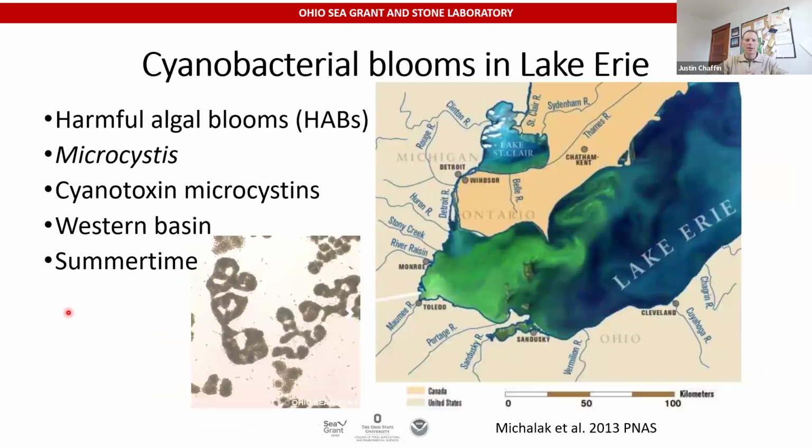So the blooms in Lake Erie are a type of algae called cyanobacteria, also called harmful algal blooms. The genus is Microcystis. Microcystis produces the cyanotoxin microcystin. The blooms always occur in the western basin of the lake, so near the city of Toledo, near the outflow of the Maumee River, the western basin. These blooms are visible from space. They can be quantified by satellites in space, and they occur during the summertime when the water's at its warmest.